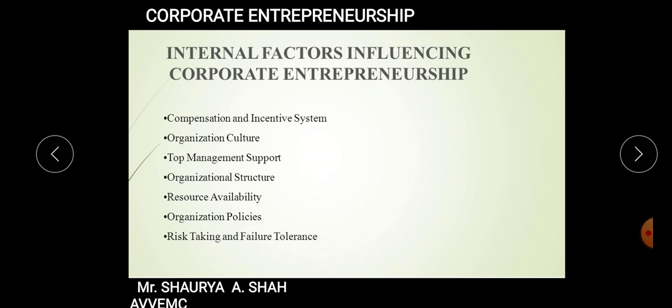So all these, students, I hope you all are clear. All these are your internal factors influencing corporate entrepreneurship, right? There are around 7 factors. The very first, the most important, is the compensation and incentive system. Next is organizational culture, top management support, organization structure, organization policies, resource availability, risk taking, and failure tolerance, right? You need to explain those points. Hope it's clear to each and every student. 7 points you are having, fine.